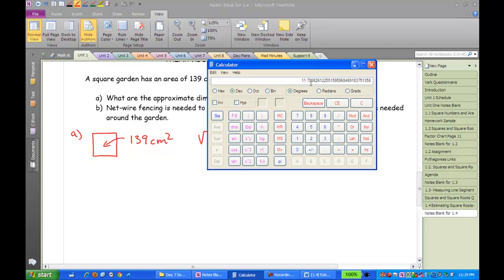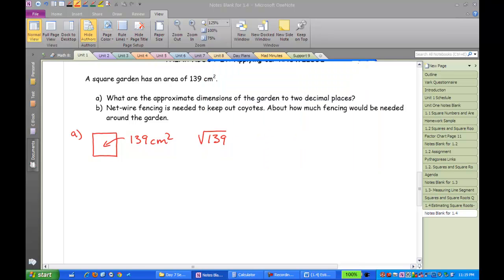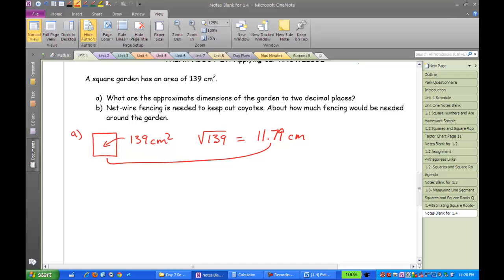I'm going to round to the second decimal place. I'm going to say 11.79. Right? So it equals 11.79 centimeters, the length of one side of the garden. And it's a square, so all 4 sides are 11.79. Okay? 11.79 centimeters is the length of one side.